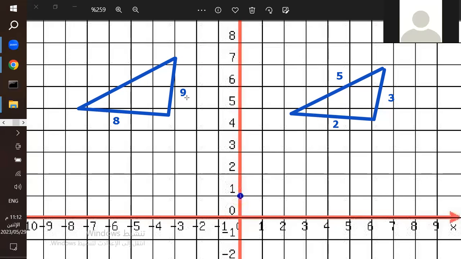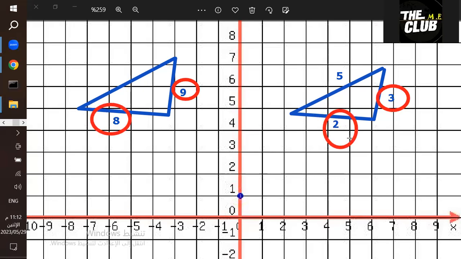Because 9 divided by 3 is 3, and 8 divided by 2 is 4, and they have different scale factors. It means they are not similar. Easy? So similar triangles must have the same scale factor of enlargement, and you can use the same scale factor to find the length of a missing side. That's the idea of congruence and similarity. That's it.